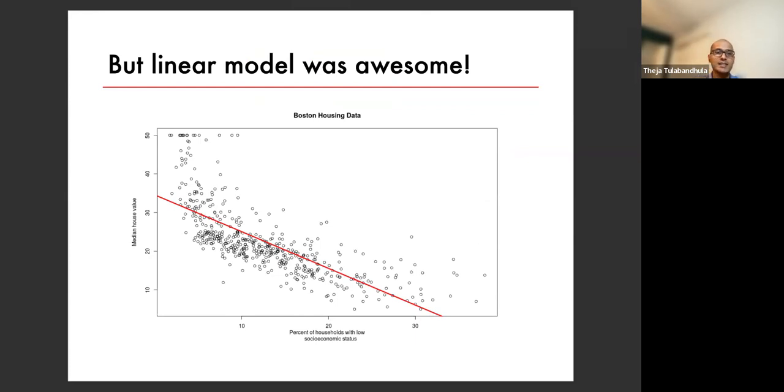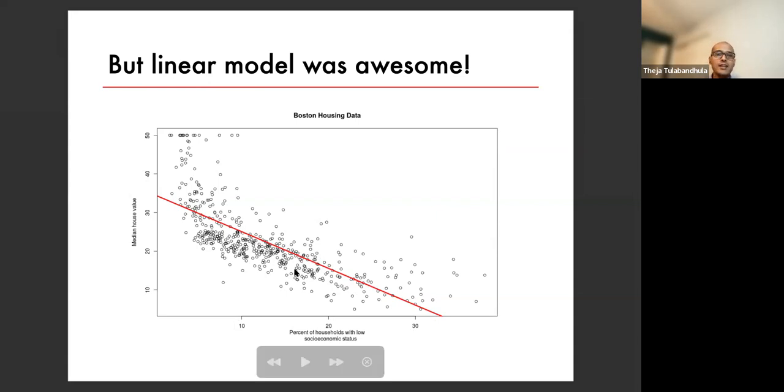So let's look at linear models. Here's a different data set. I think in the previous slide, we were looking at the Auto data set. Here we're looking at the Boston housing data set. Here's a plot of median house value on the y-axis versus percent of households with low socioeconomic status, a numeric column in that data set. The red line shows a linear fit. The linear fit may or may not be the best here, but you can see a pretty decent relationship between house value and percent of households with low socioeconomic status in a region.